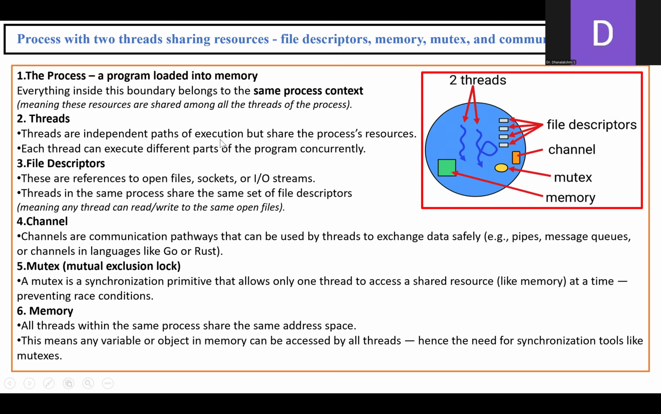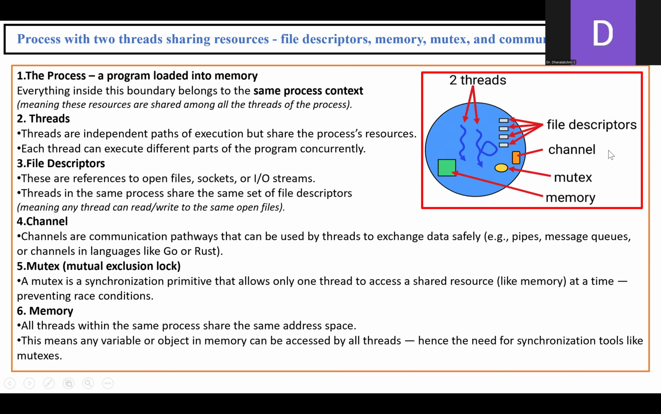What's a thread? Threads are independent paths of execution but share the process resources. Each thread can execute different parts of the program concurrently. Coming to the file descriptors, these are references to open files, sockets, and IO streams. The threads in the same process share the same set of descriptors, meaning any thread can read from or write to the same open files.